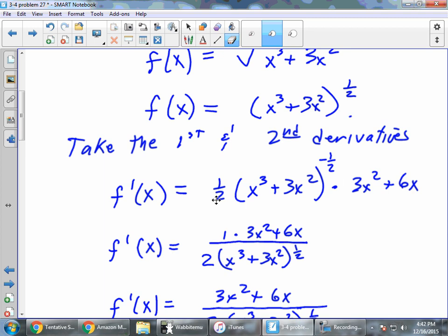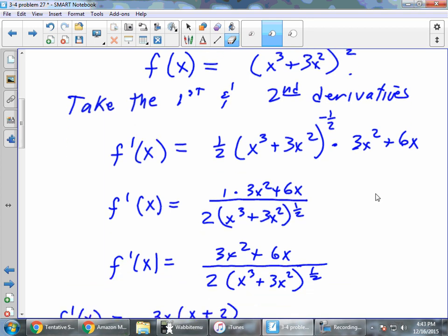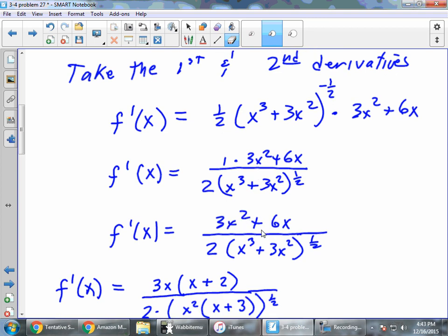We use the power rule and the chain rule, and we get 1/2 times the quantity x cubed plus 3x squared, whatever was on the inside, to the negative 1/2 times the derivative of whatever's on the inside, 3x squared plus 6x. And then it's probably beneficial to put this negative 1/2 in the denominator, and then we would have 3x squared plus 6x, still in the numerator, over 2 times the quantity x cubed plus 3x squared to the 1/2.